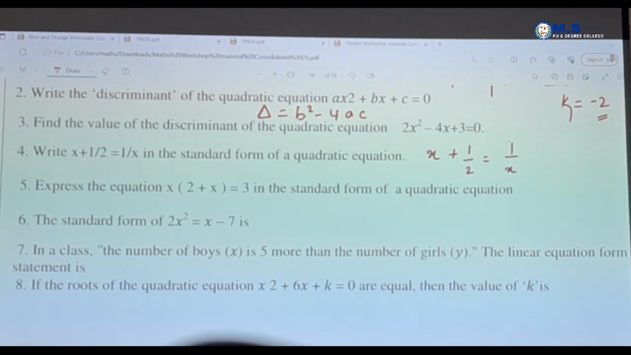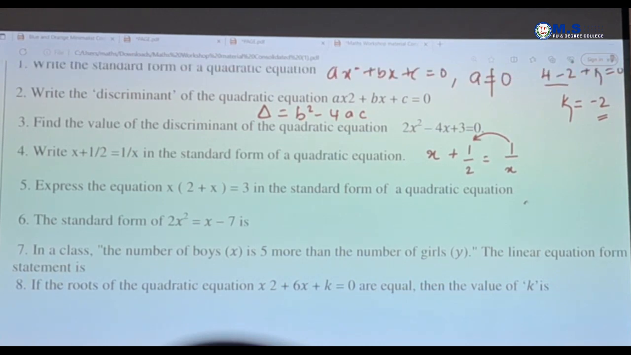What should you do? Shift 1 by x to LHS. It becomes x minus 1 by x, which is equal to 1 by 2; on the RHS, it becomes minus 1 by 2. Now we take the LCM, so what we get? x into x minus 1 into 1 divided by x, which is equal to minus 1 by 2.